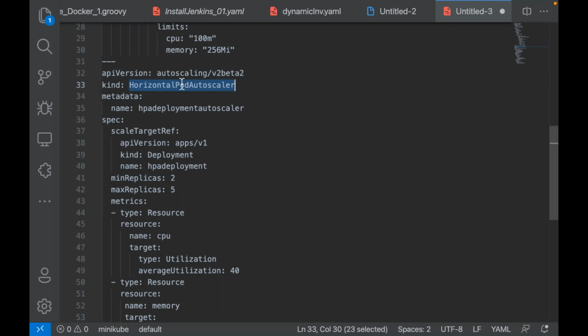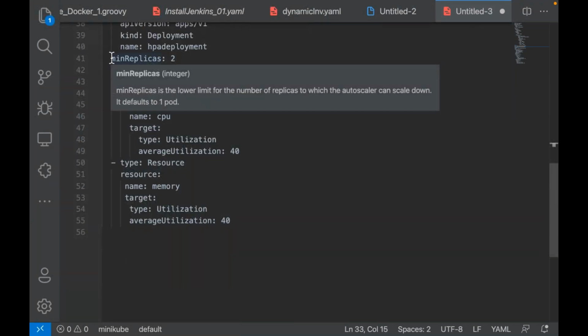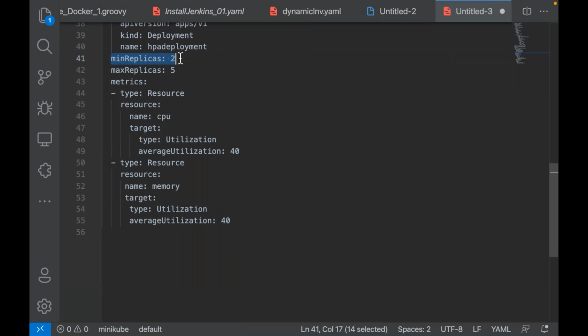So here I am creating a horizontal pod autoscaler. If you see, minimum replicas I am saying as 2, which means at any point of time, how many minimum pods will be there? 2 pods. Maximum it can scale to how many pods? I have given here as 5. If I say 10, up to how many pods can it scale? 10, right?